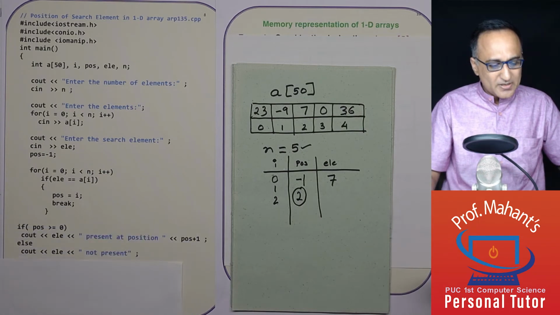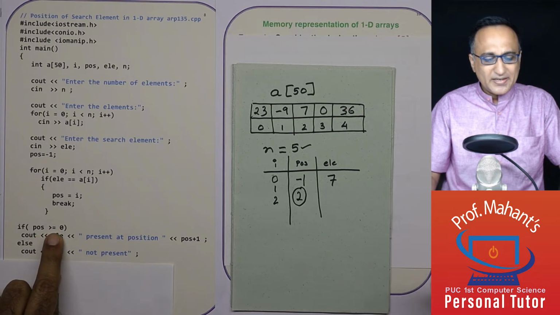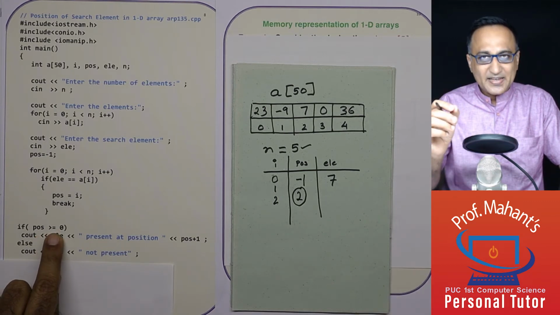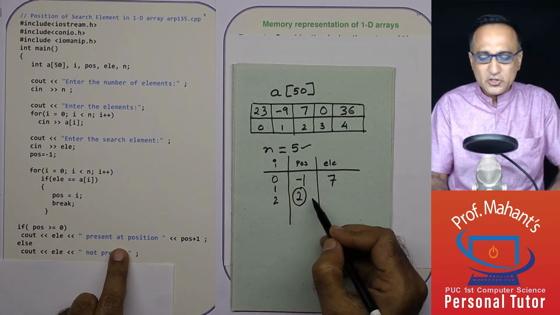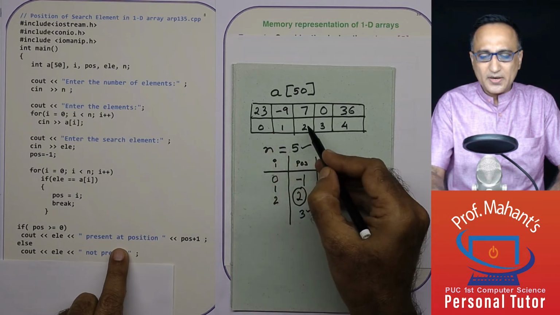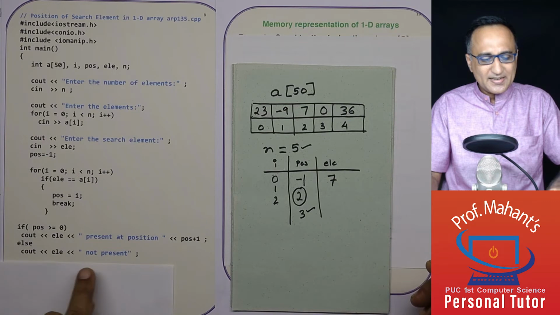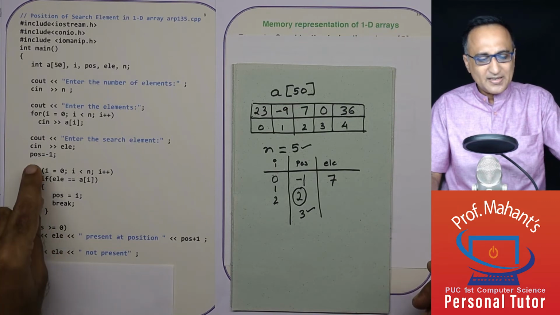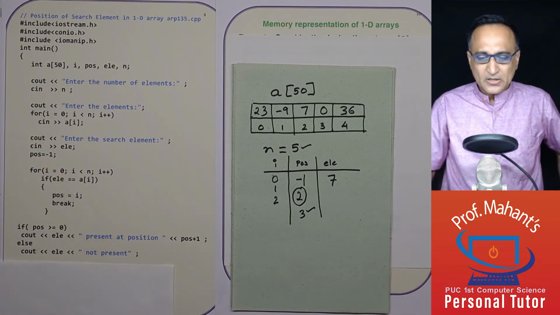Then what do I do is, if the position is greater than or equal to 0, it indicates that the element exists in this array and I can print the position as position plus 1. So it will say in the third location, that is 1, 2 and 3, that 7 is found. Else I am going to say it is not present if position retains the original value of -1.